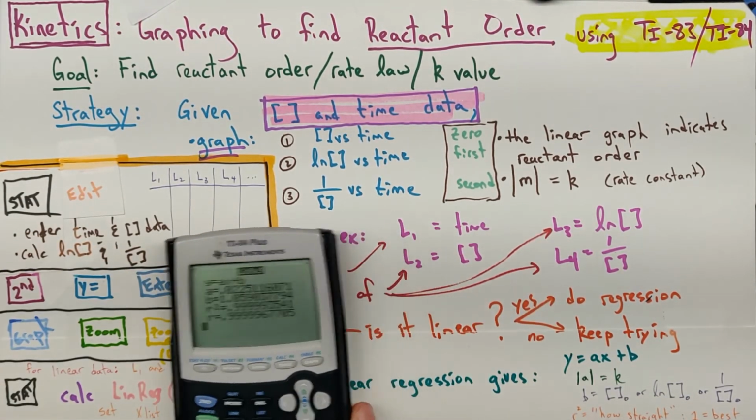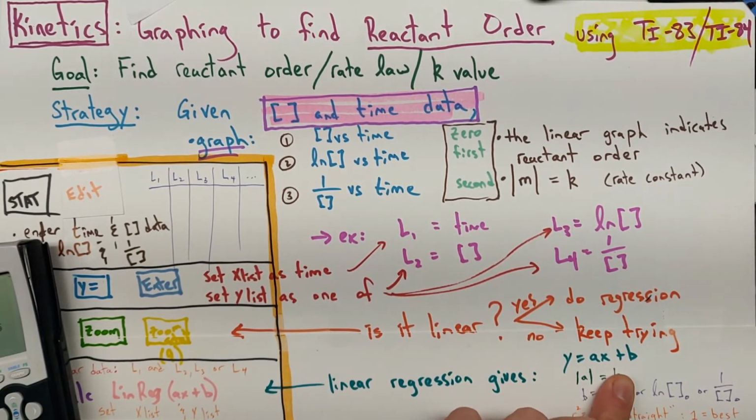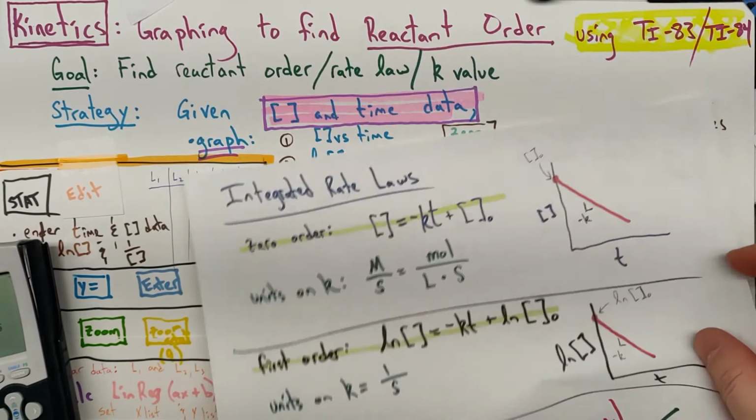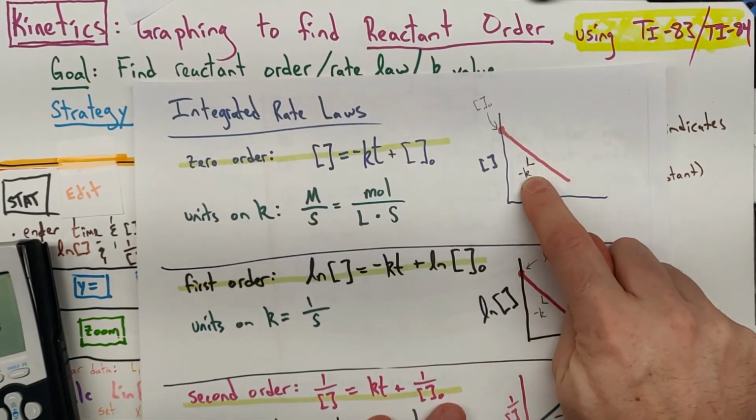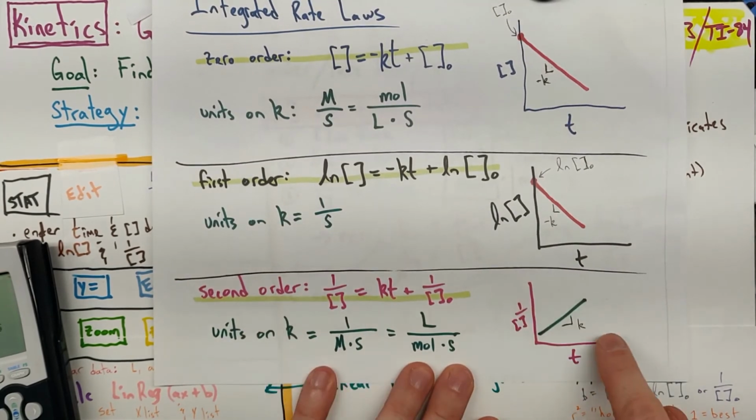I have that information there. Just a quick note of how I set this up. I wrote down that the absolute value of A is our K. If you consider that for 0 order, the slope is negative K. For first order, the slope is negative K. And for second order, the slope is K.